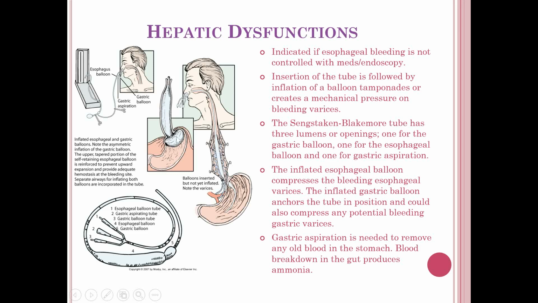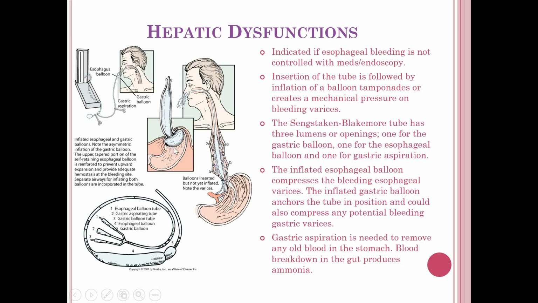Now, the balloon that's in the gastric portion has a twofold purpose. One, it keeps the esophageal portion of the catheter in the esophagus so that it's doing what it's supposed to do, compressing on the varices. So it's like an anchor that keeps the balloon in place, but also, if there are stomach or gastric varices, then this gastric balloon can also compress on those.